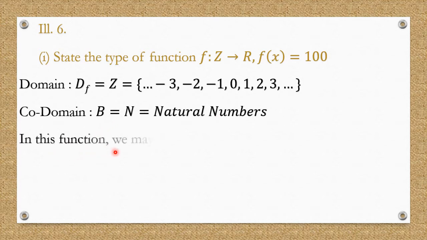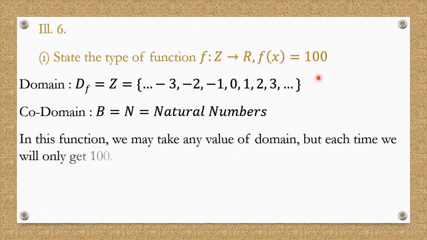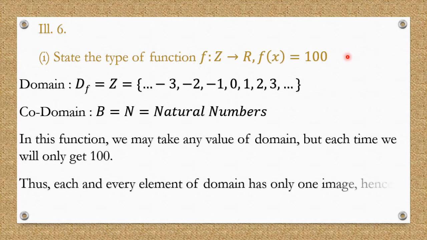Then we may take any value of the domain, any value we take and put here, it will become 100. Each and every time we will get the same answer, that is 100. So no matter what we put, we get the same answer, 100. Naturally, all the images for these elements are a single value, 100, and that is what we call a constant function. Because each and every element of the domain has only one answer, 100, this is a constant function.